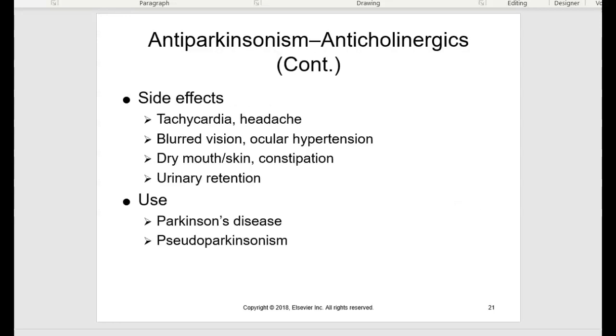And again, the side effects, when you think about anticholinergics, there should be nothing new or unfamiliar to you that's listed there. I'm going to let you look at those on your own. And again, benztropine, which is an anticholinergic used for Parkinson's disease, or pseudoparkinsonism, which would be when a patient may exhibit Parkinson's disease-like signs and symptoms, maybe because of medications they're taking. And so to deal with those side effects or adverse effects of medications, they could get on an anti-Parkinson's medication.